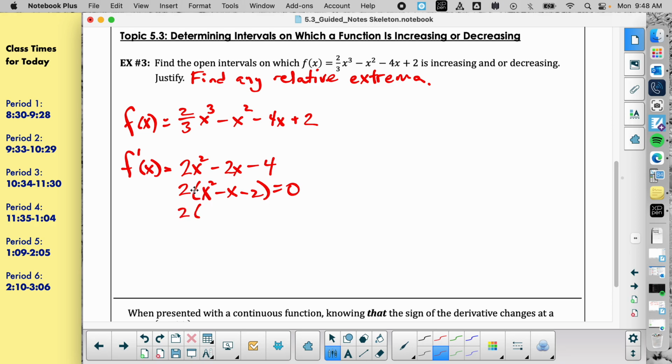Okay, so 2 times x minus 2 times x plus 1. And that gives me critical values at 2 and negative 1. So these are critical numbers right here. It's possible there'll be critical points later, like if we write them as a point. And this 2 out front gave me nothing.